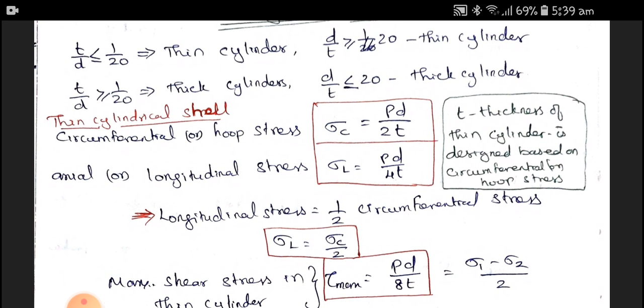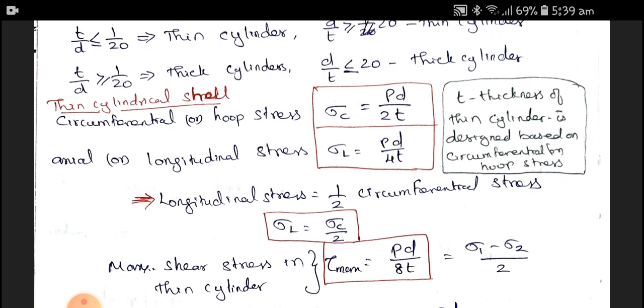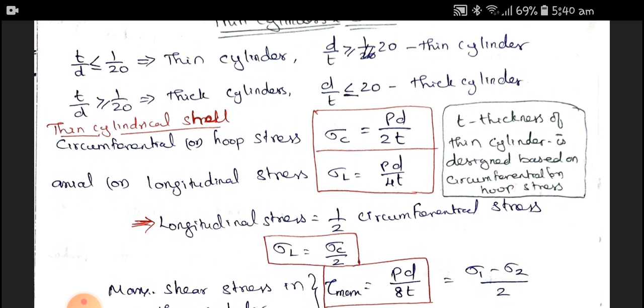In thin cylindrical shells, there are two types of stresses acting. One is circumferential or hoop stress, and another is axial or longitudinal stress. Also, a maximum shear stress is produced due to both the circumferential and longitudinal stress. It will be discussed later. First, the circumferential or hoop stress acts along the periphery of the thin cylinder or shell. Therefore, sigma c is its notation.